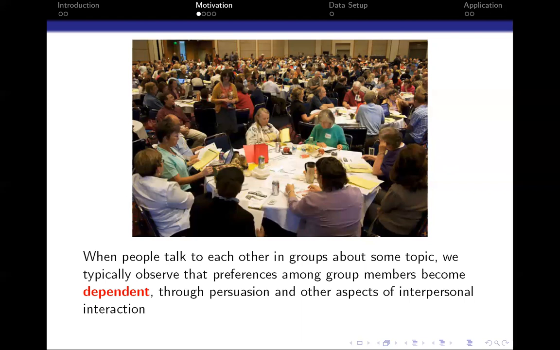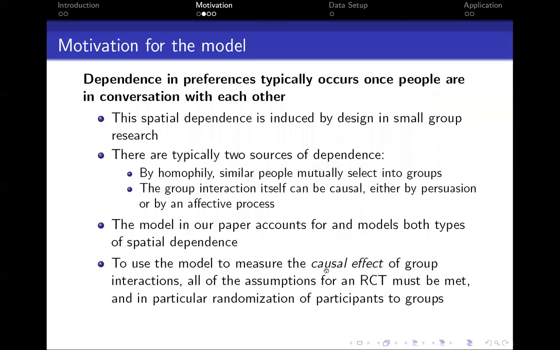And then what we want to do is, for whatever the cause of the dependence, we want to, just in an econometric sense, be able to accommodate it and account for it so that we get the right answers when we estimate the structural parameters. And that kind of dependence is going to be almost always observed when people are interacting with each other, when they're talking to each other or interacting in some way. And indeed, that kind of dependence is exactly what we try to induce by design when we do small group research. So we really need to have some kind of general model that can accommodate that dependence.